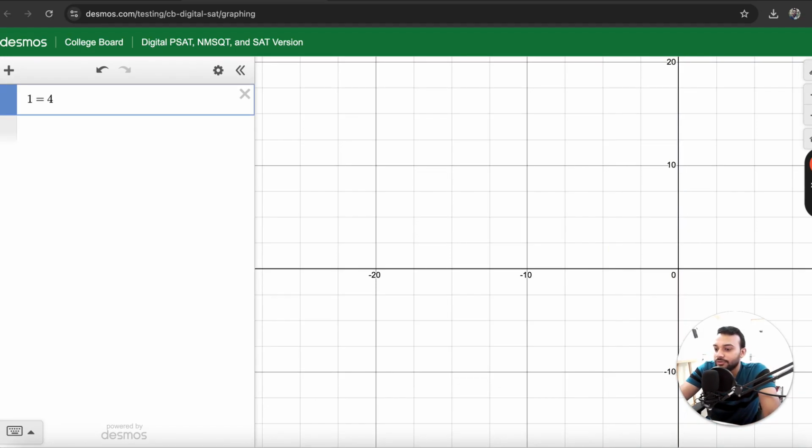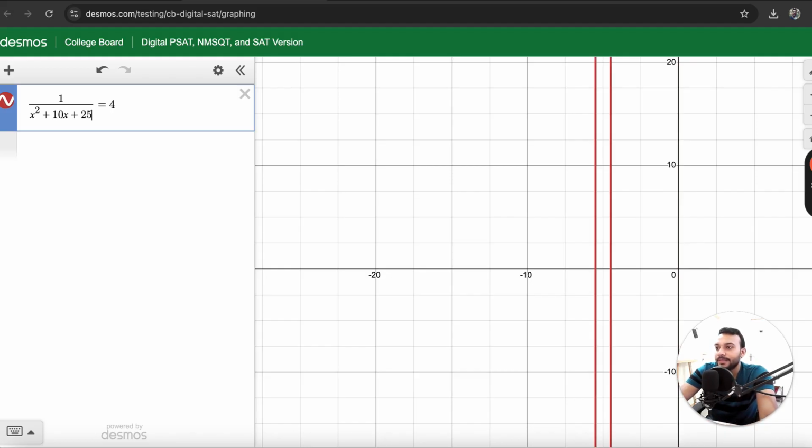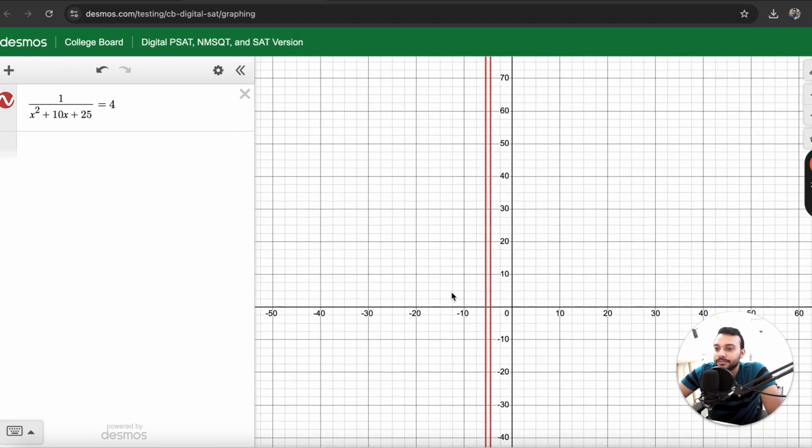1 upon, so first I do 1, then press the slash. Okay, so it goes down. Now x raised to the power 2, press the right side key once. Okay, the moment you press it twice, it will come out of the denominator. So just press it once and then write plus 10x plus 25, and then press the side key again. So this here is the graph of this given function. Okay, 1 upon x squared plus 10x plus 25 is equal to 4.